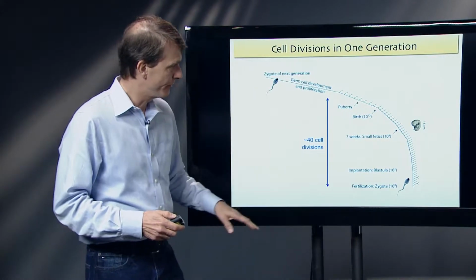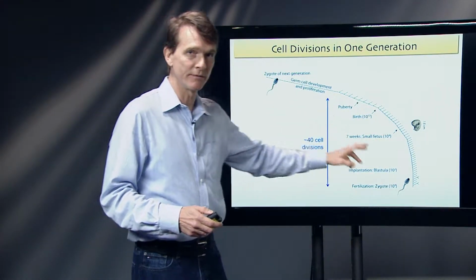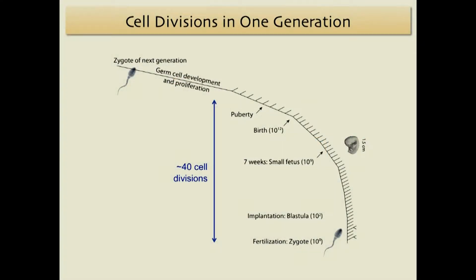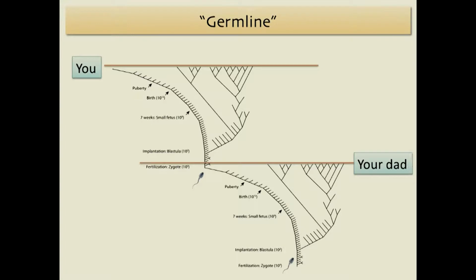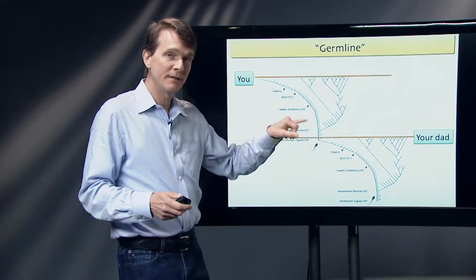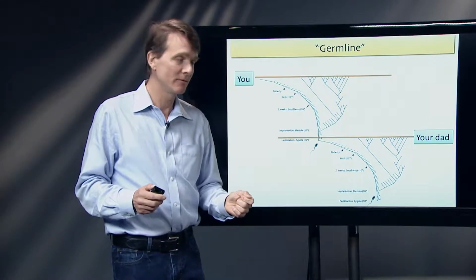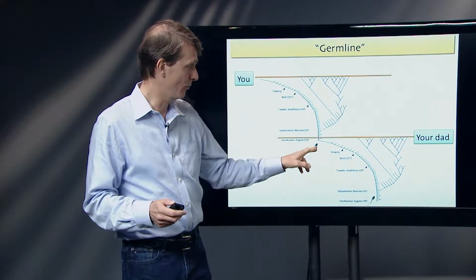I showed you this picture before, the 40 or so cell divisions in a single lineage that lead from one generation to the next. Here is you, and you have to imagine 100 trillion cells that all emanate from these cell divisions. And here was your dad. And of course, your dad contributed a single cell to you that had only one genome. This sperm here didn't have both genomes that your dad carried, and only had one genome.